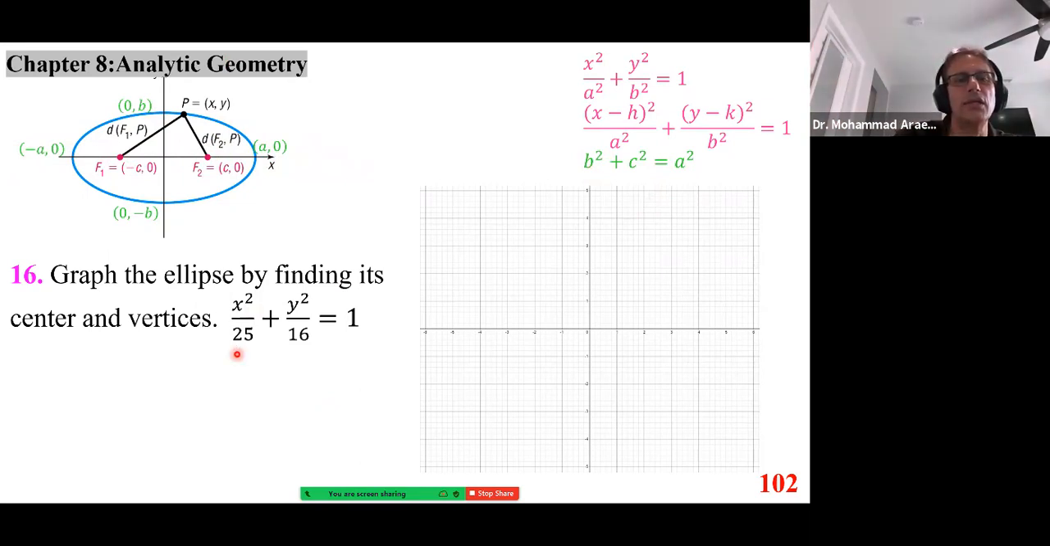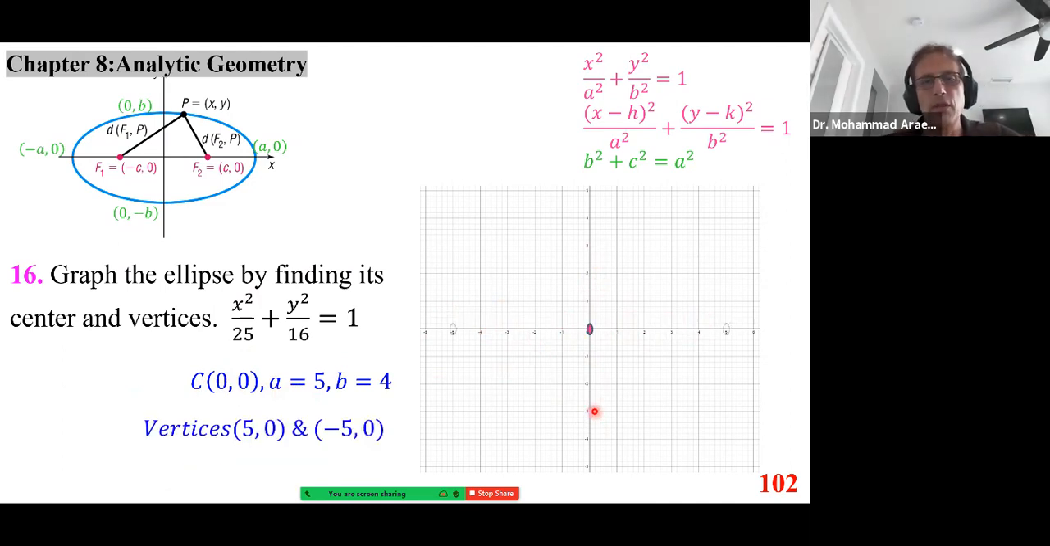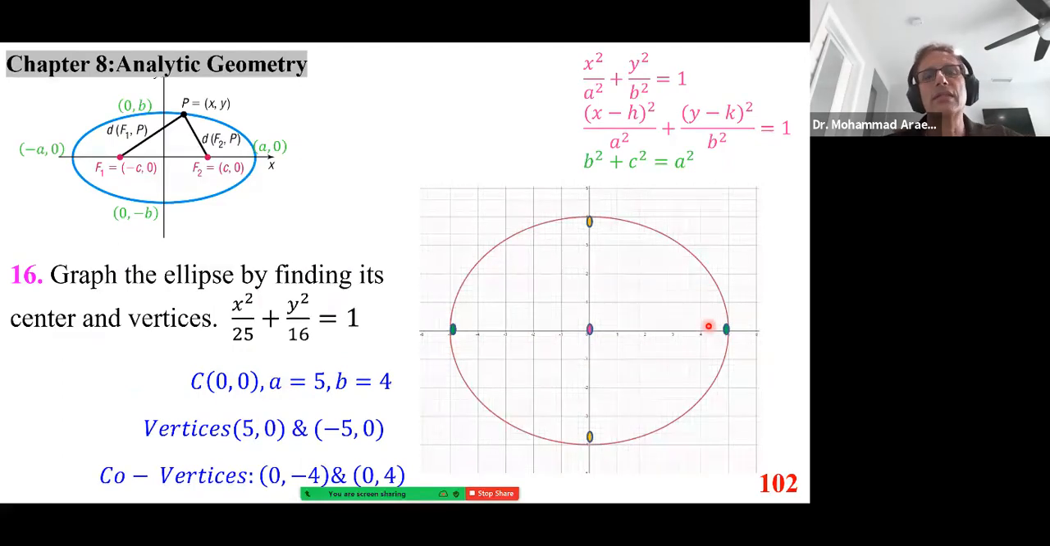In this case, a is the square root of 25, which is 5. b is the square root of 16, which is 4, centered at (0, 0). Because a is larger, it's elongated along the x-axis. So you start from 5 and negative 5: (5, 0), (-5, 0), and the top is (0, 4), (0, -4). So that's the center. Those are the vertices, and those are co-vertices, if you will, as far as the terminology is concerned. And when we put them together, it's a little bit elongated along the x-axis.